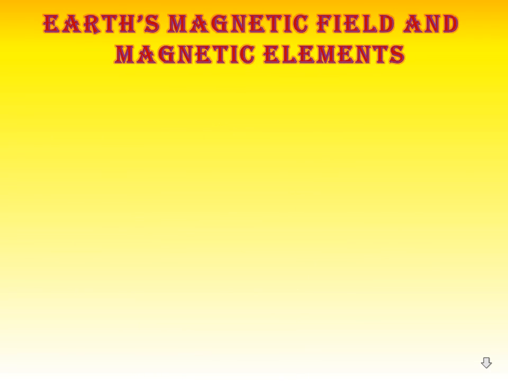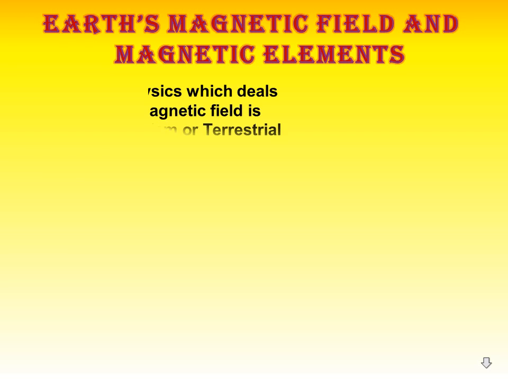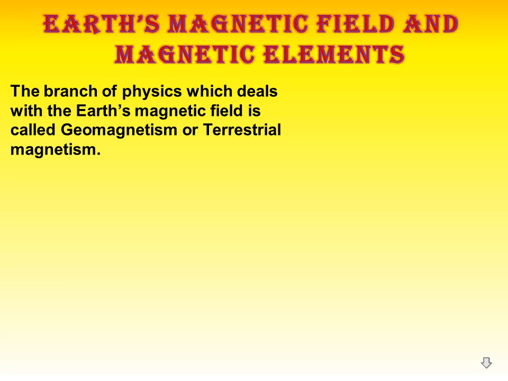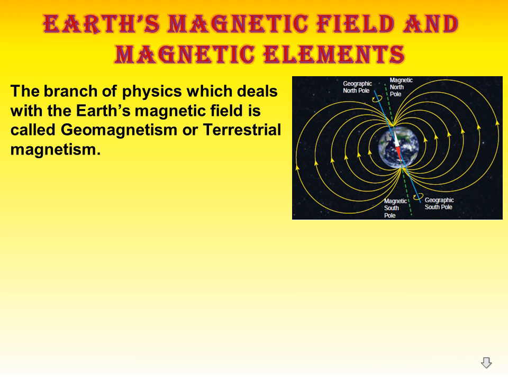Then Earth's magnetic field and magnetic elements. The branch of physics which deals with the Earth's magnetic field is called geomagnetism or terrestrial magnetism. You can see in the picture the geographic north pole and the geographic south pole of the Earth. But the magnetic south pole and the magnetic north pole are a little different from the geographic north and south. They are in a slightly tilted position. You can see this in the picture.